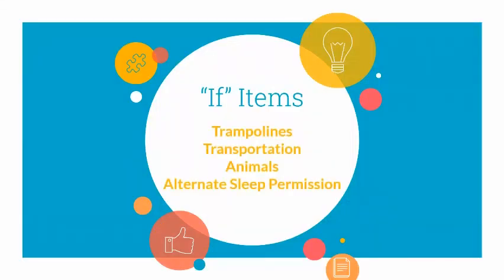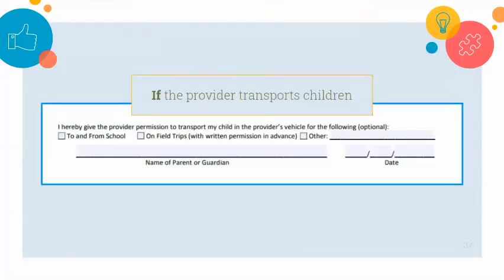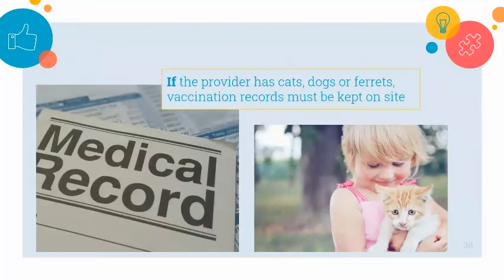There are "if" items, like trampolines, transportation, animals, or alternate sleep permission. These things may not come up for you, but if they do, then these forms and documents apply to you. If you have a trampoline, and if children in care use the trampoline, you will need a trampoline permission form signed by the parent or guardian. If the provider transports children, you need written permission from the parent or guardian. If the provider has cats, dogs, or ferrets, vaccination records must be kept on site.